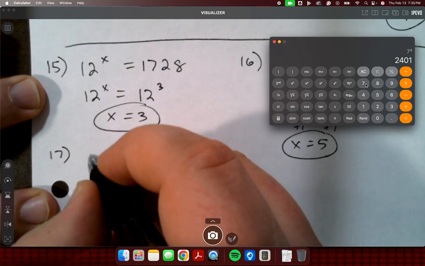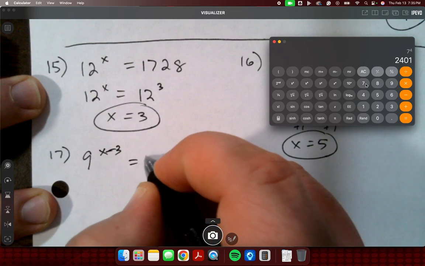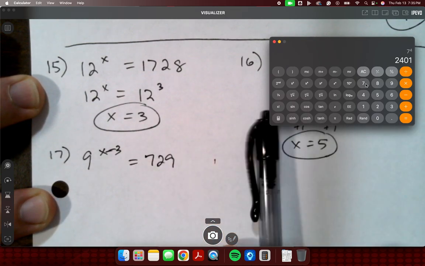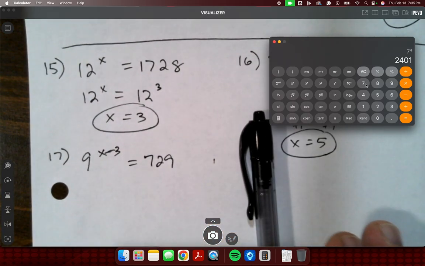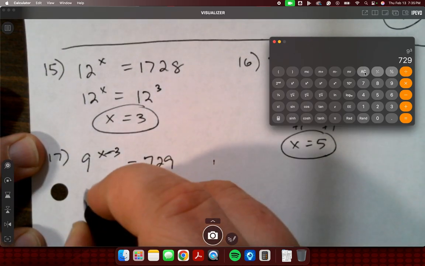17 is a similar problem. We have 9 raised to the x minus 3 is equal to 729. So hopefully you know it's not 9 squared. You should know 9 squared by heart. It's 81. So let's try 9 cubed. And there it is right away.